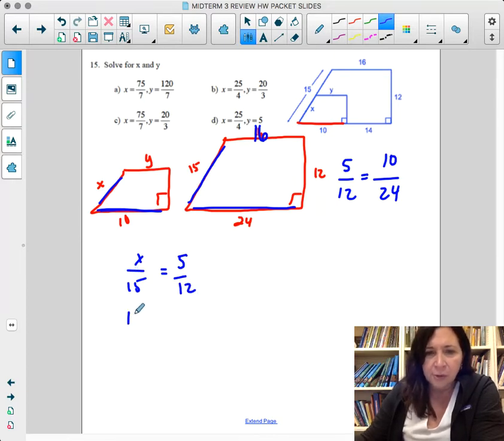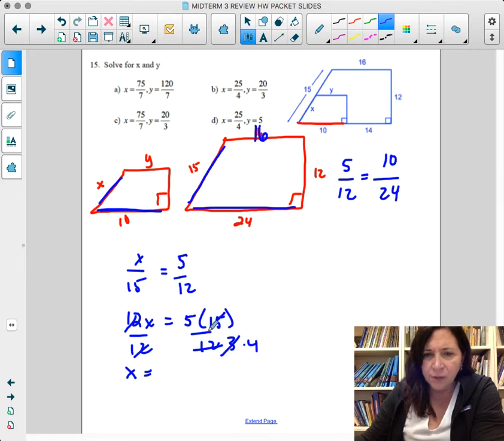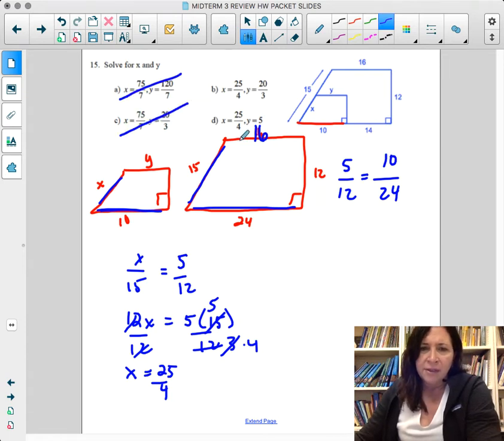So cross multiply, I have 12x is equal to 5 times 15. I'm going to divide by 12, and I'm going to get 1 here. So x times 1 is x. 12 is actually 3 times 4. I'm going to divide this 3 into 15, and that's 5. So 5 times 5 is 25 over 4. So far, x is 25 over 4. That actually knocks out both of those because only these two have x at 25 over 4.